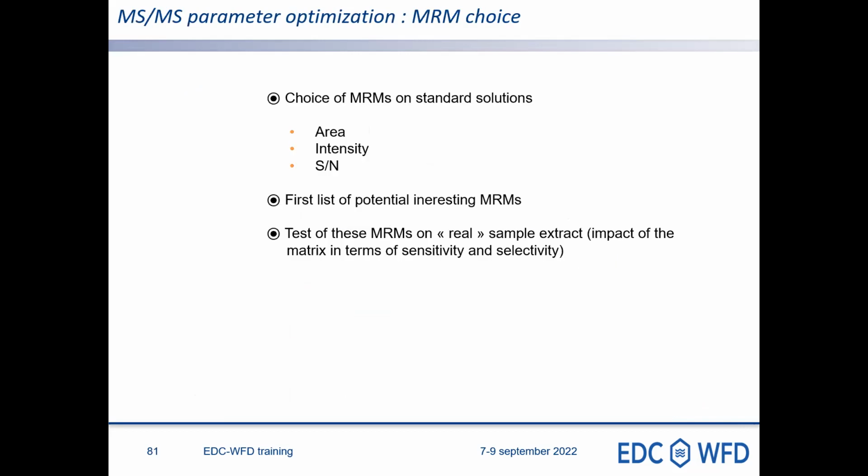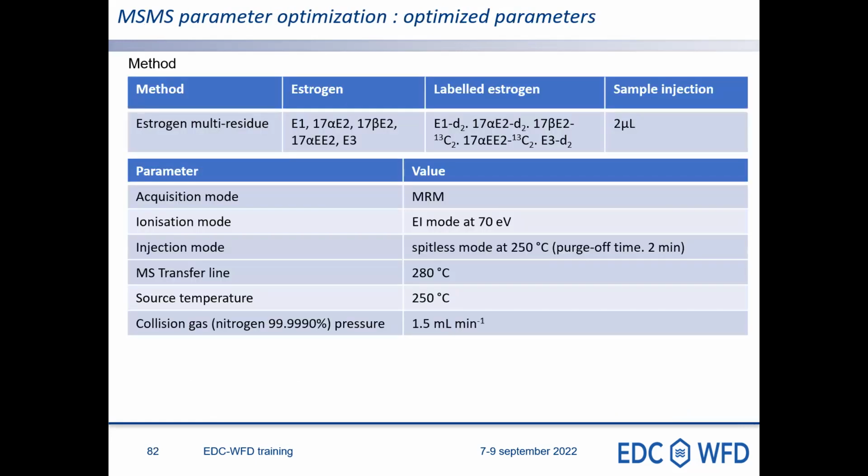Transitions were selected based on area, intensity, and signal-to-noise ratio. First, they were checked analyzing a clear, pure standard solution. And the first list of potentially interesting transitions was then further tested analyzing a real water sample as well as a more complex synthetic matrix. With this, we wanted to check the impact of the matrix in terms of sensitivity and selectivity.